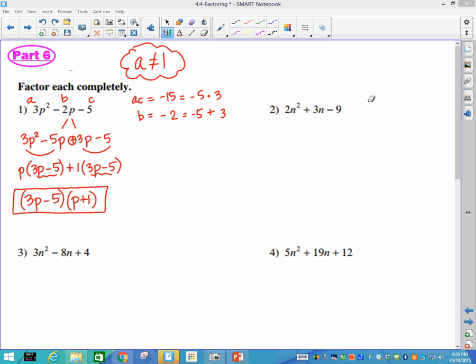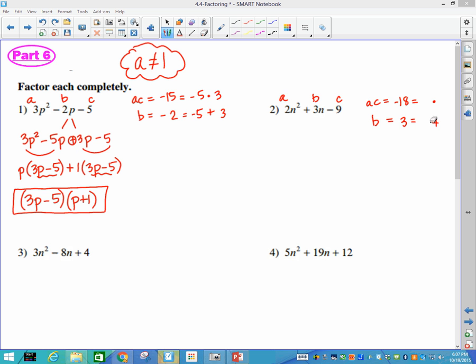So let's go do number 2. Now, it may be annoying, but I tried to put each of these groups in a different color so that you could go, oh, that's a red group problem, or that's a blue group problem, as you're working through when you get them mixed up. Okay, so A is 2, B is 3, and C is -9. So AC is -18. Looking for two numbers that multiply to that, and B is equal to 3.